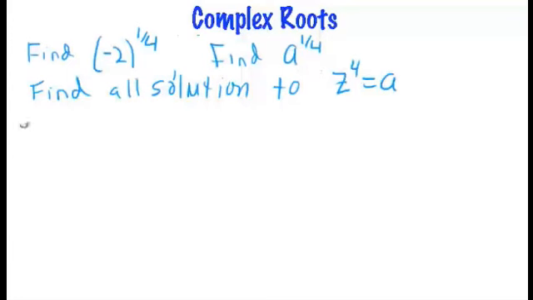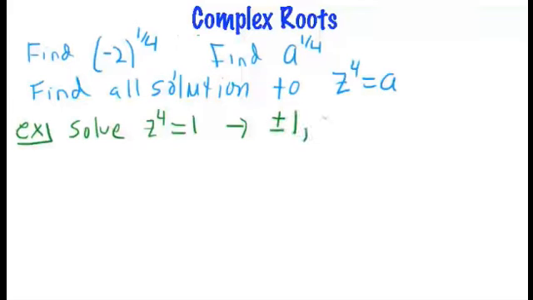Simple example. Solve z to the fourth equals 1. Well, when you were much younger, you would have learned about the roots plus or minus 1. Now that you know about complex numbers, we can add to that the roots plus or minus j. Fourth degree polynomial, we found 4 roots. Now we can ask a question, can we do this systematically? And the answer is yes.